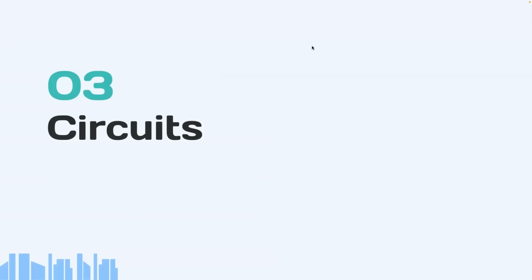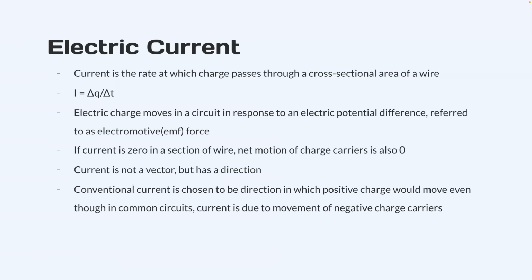Unit 3, circuits. Electric current is the rate at which charge passes through a cross-sectional area of a wire. I is equal to change in Q over T, the change in charge over time. Electric charge moves in a circuit in response to a potential difference. And that potential difference is referred to as the EMF, electromotive force. If the current is 0 in a section of wire, the net motion of charge carriers is also going to be 0, by definition.